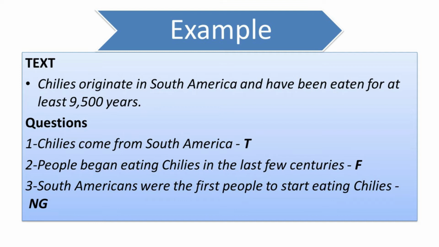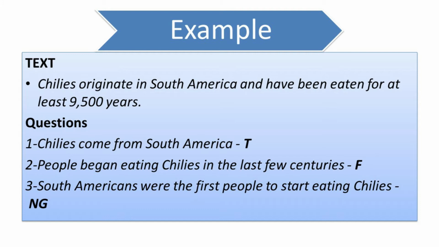Second question says, people began eating chilies in the last few centuries. Here the most important part is last few centuries. Few is the controlling word here. What are the controlling words? We'll be talking about them in the next slide. So this word few is very important. Few centuries, and in the text it says 9500 years, which means 95 centuries. So few centuries and 95 centuries, both these digits are totally contrary to each other. That is why answer is false.